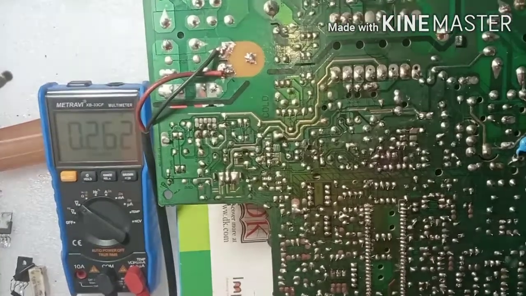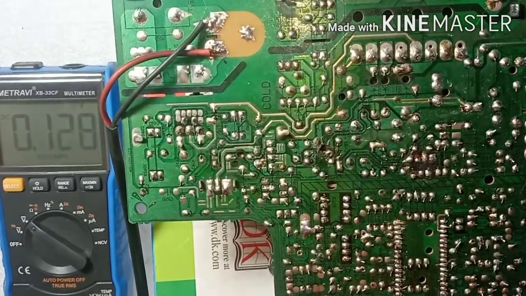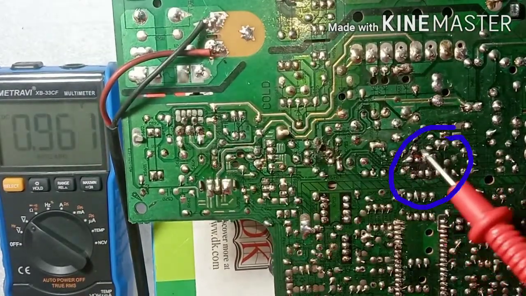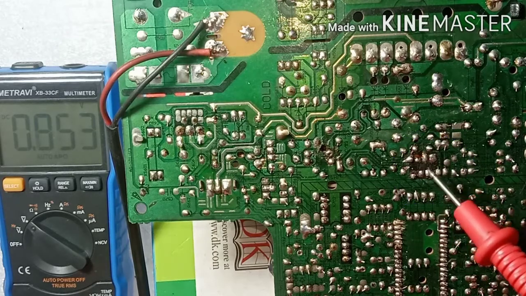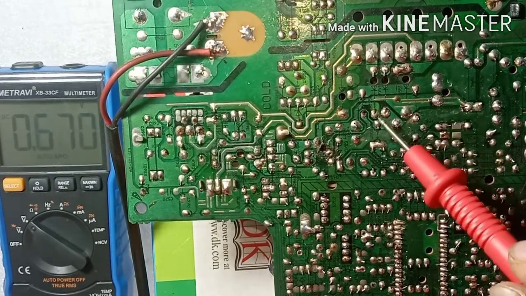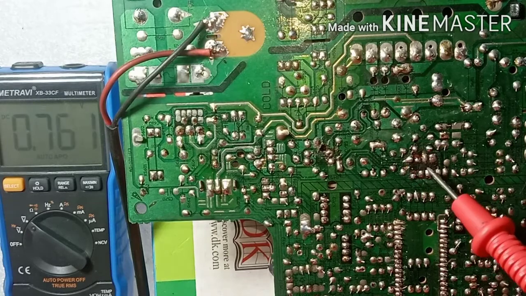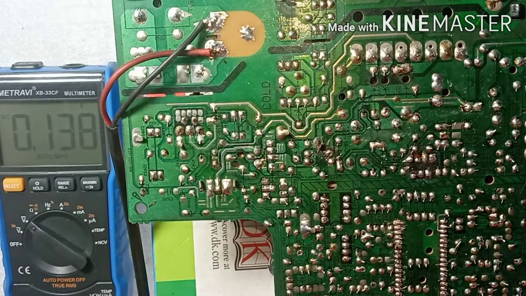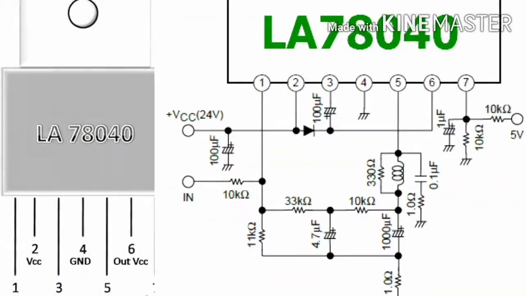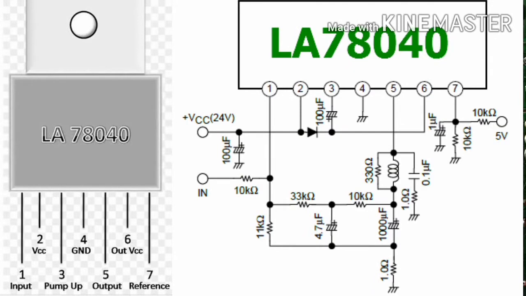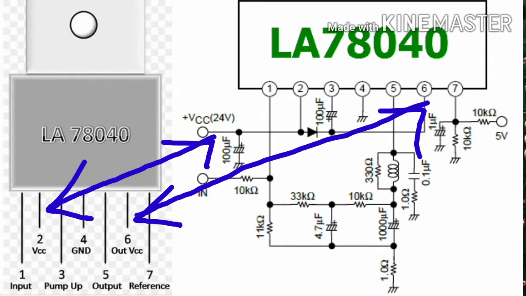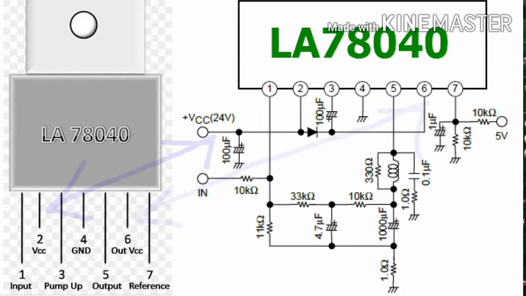Alright, I'll zoom in a little bit so that you can see it. This is the spot where the vertical IC is located, and now we will check whether this 24 volts really gets here. This vertical IC has 7 terminals, 1 to 7. You see the second and the sixth terminal where it says VCC and out VCC. The VCC is where the 24 volts should enter and the out VCC is where it should come out from. So we'll check whether this is met or not.